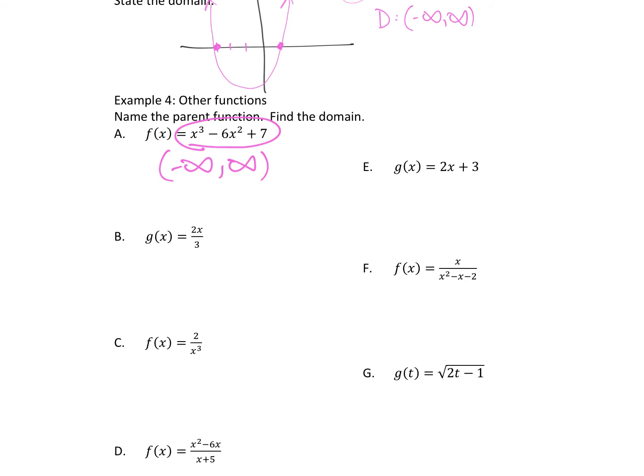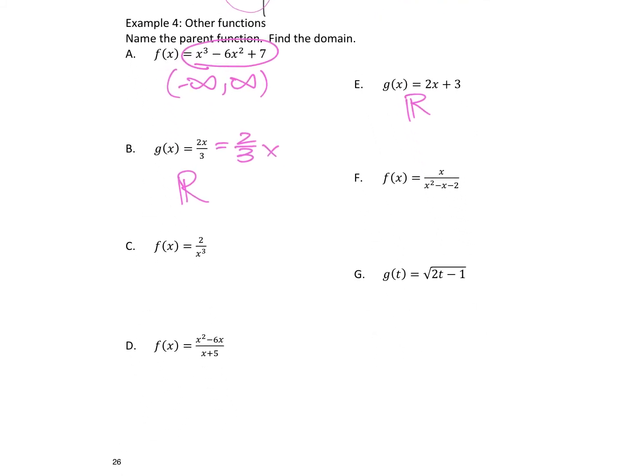E is a linear. What about every line? Negative infinity to infinity. I'm just going to start writing all real numbers because I'm tired of that. B, what kind of graph's B? Rational. It looks like the rational, but for it to be rational, where does the x have to be? On the bottom. This could be written like this. It's linear. Still linear. Tricky. It's really weird.